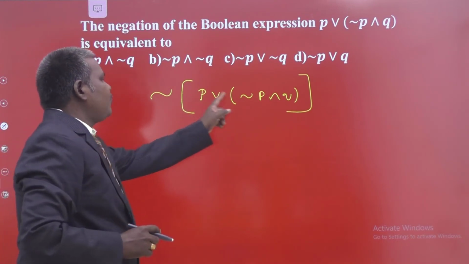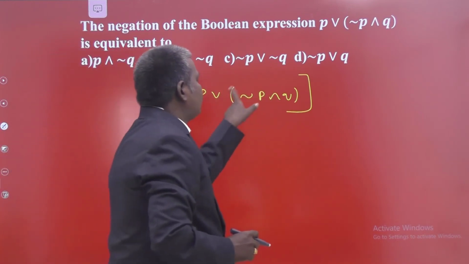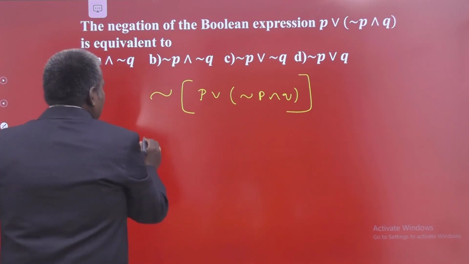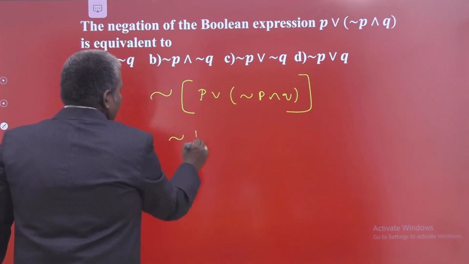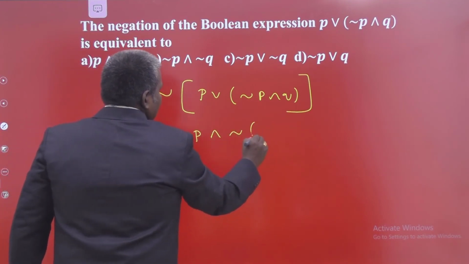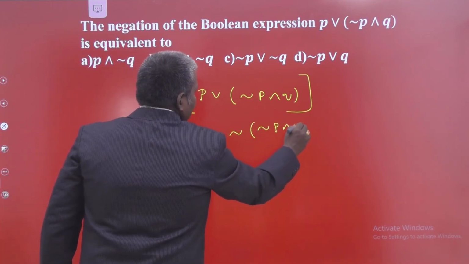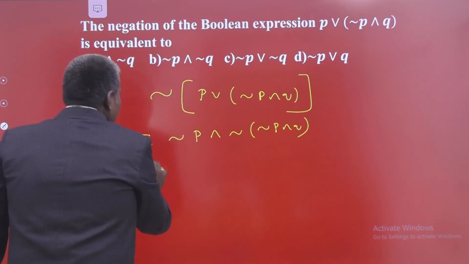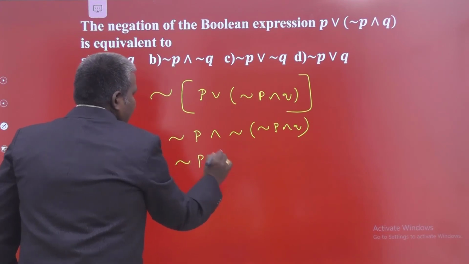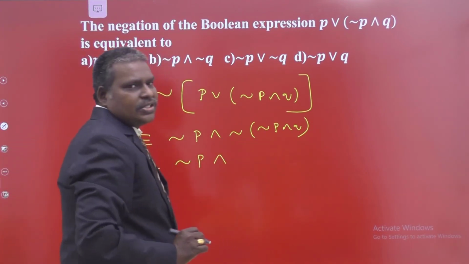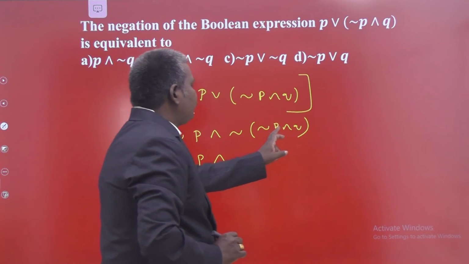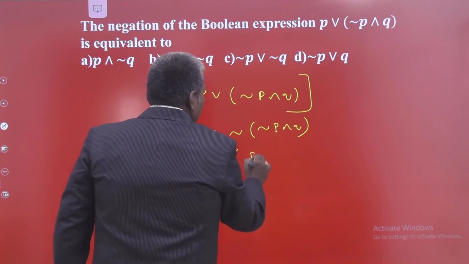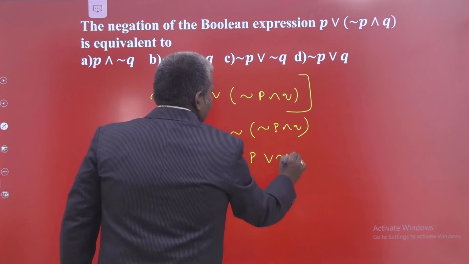So it is just negation of P or Q type. Entirely I am taking this one as Q. Negation of P or Q. By applying De Morgan's law, what happened? Which is equivalent to negation of P and negation of negation of P and Q. Right? Negation of P. And again I am going to apply the De Morgan's law for this function. Negation of P or Q type. Negation of P means P, and negation of Q.